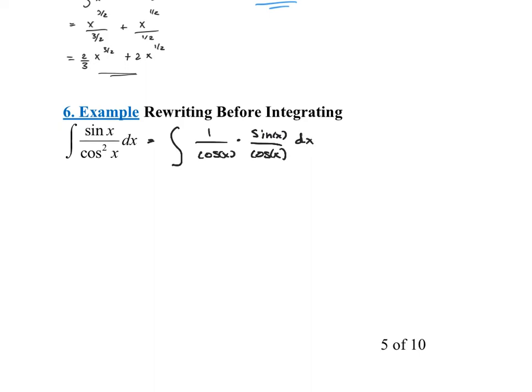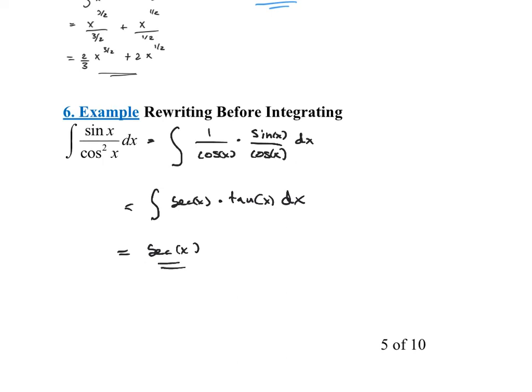Now, that's just a trick here, because look, think about this. What is 1 over cosine of x? Well, that is secant of x. And what is sine of x over cosine of x? That's tangent of x. So the question is, what do I take the derivative of and get secant tangent? And the answer of that is secant of x, of course, plus c.